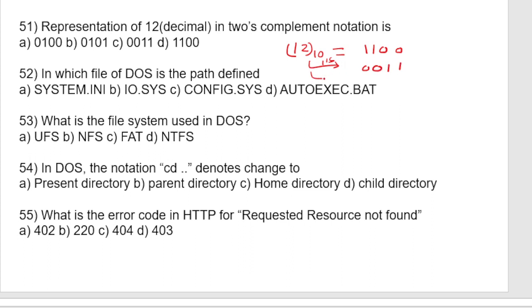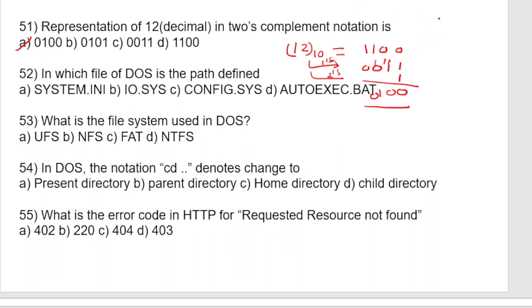Now for 2's complement we have to add 1 here. Let's see, 1 1 0, we get 1 carry over 1, 1 1 0, again we are getting 1 carry, 1 0 1, and this 0 is 0. So we will get option A, 0 1 0 0. So that is one form.